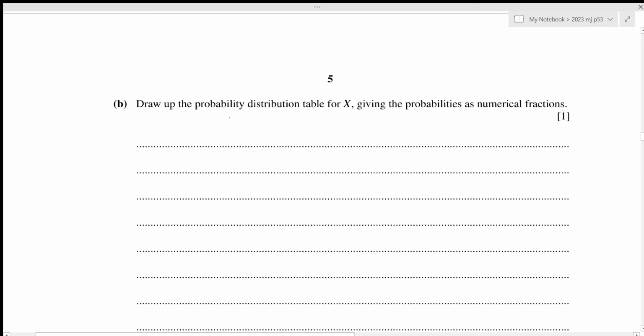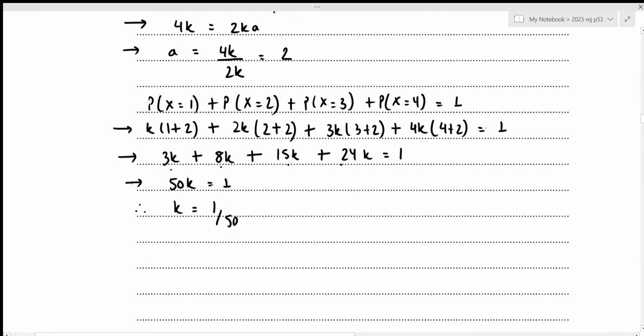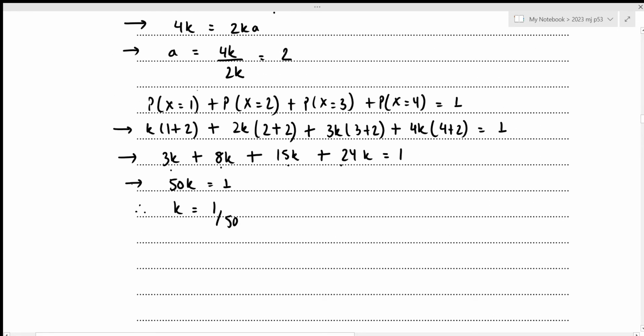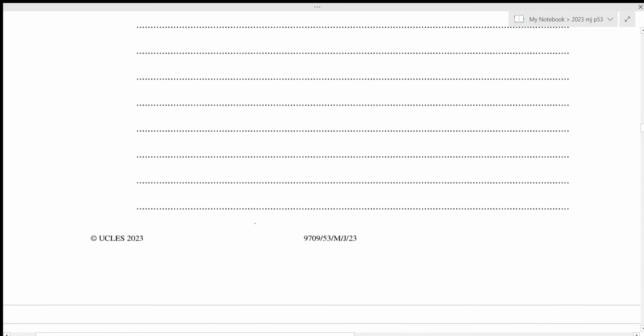We need to draw up the probability distribution table for x, giving the probabilities as numerical fractions. Okay, so we have x, probability of x equals x. And the values for x in this case are 1, 2, 3, and 4. Now we just need to list the probabilities. Remember that probability of x equals 1 is equal to 3k, and the value for k is 1 by 50. So the probability for x equals 1 is just going to be 3 by 50.